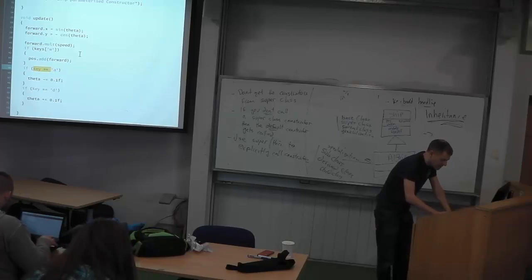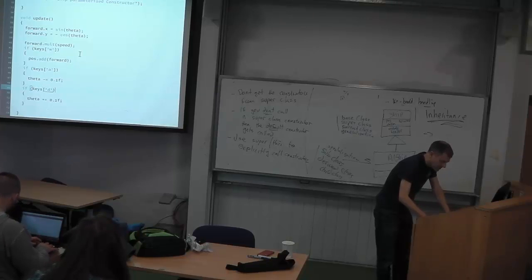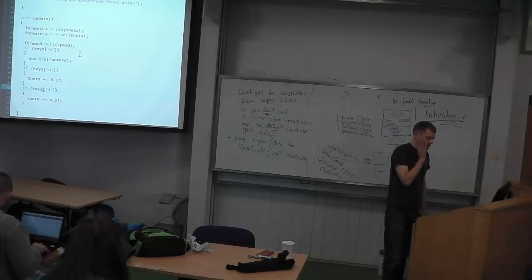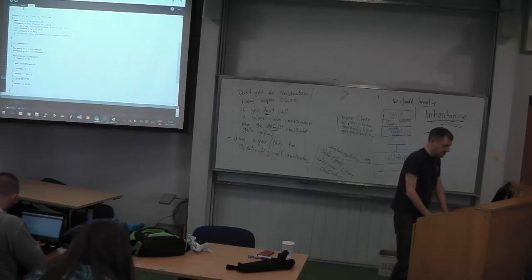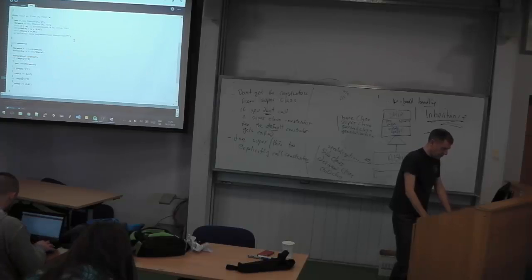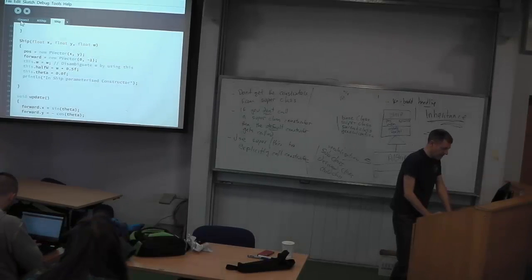And then if keys at position A is pressed, we'll do that. And then if keys D. So this is hopefully going to allow us. I'm just going to double check to make sure, because I can't remember if it's uppercase or lowercase characters you need to use here. Oh yeah, so then of course we also need to instantiate the ship again.